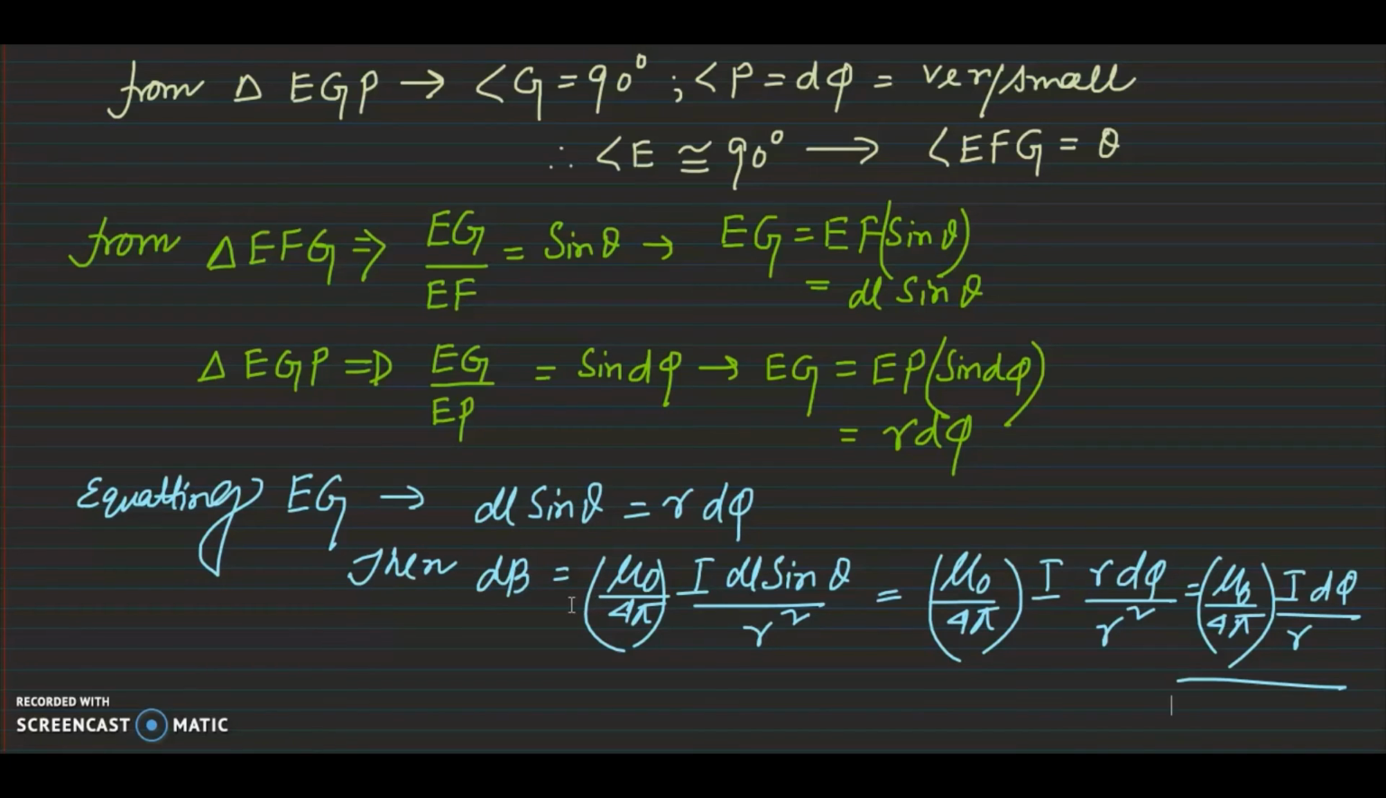Then dB, the elementary magnetic field, becomes mu 0 by 4 pi I dl sine theta by r square. Putting the value of dl sine theta as R d phi, it becomes mu 0 by 4 pi I d phi divided by r.